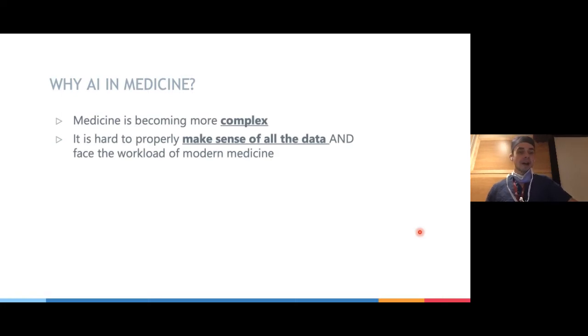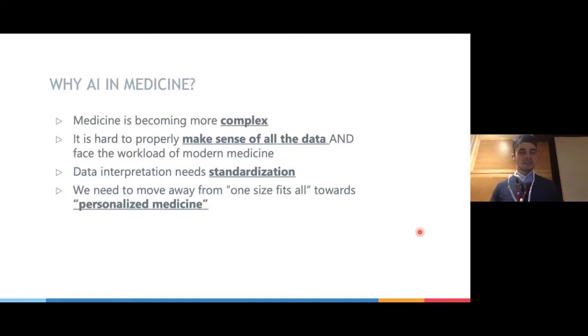It's also hard as a physician or human to make sense of all the data available. And we tend to summarize it with risk scores that are derived from a population, and we try to apply it to a single patient. Also, data interpretation needs standardization. As I will show today, there's a lot of variability when you look at an ECG from two physicians or a coronary angiogram from two interventional cardiologists. And there's no standardization available now, or the standardization doesn't work really well outside of the clinical research setting.